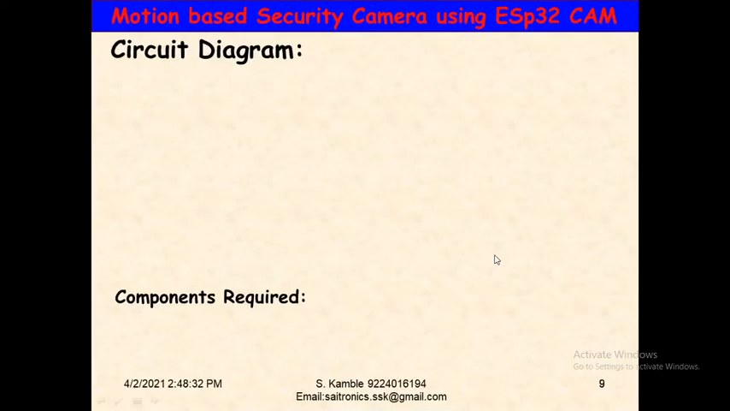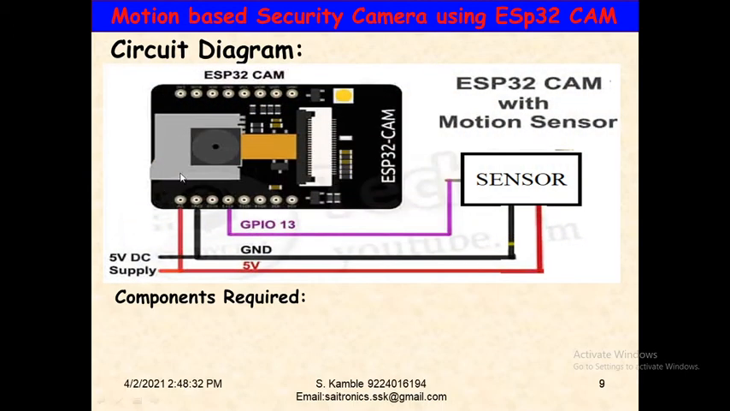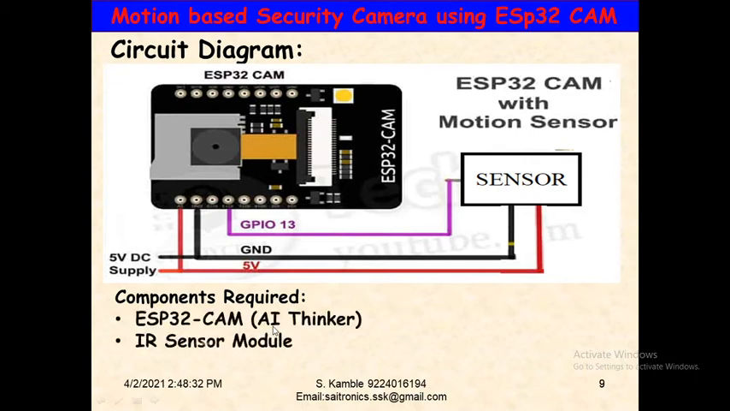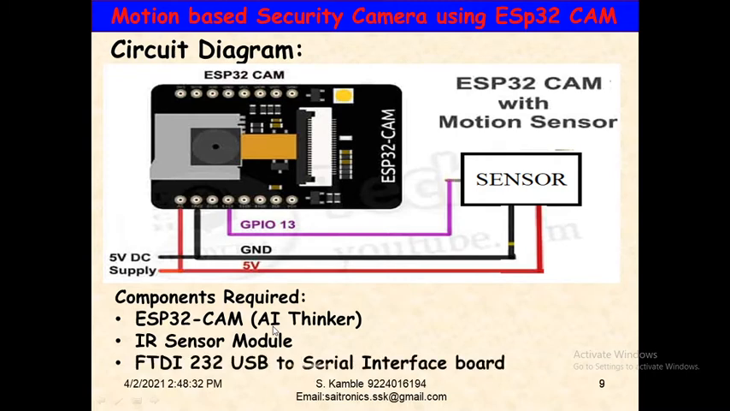Now the circuit diagram for our system, motion based camera using ESP32 CAM. So this is the circuit diagram. We are connecting GPIO 13 as the output of the sensor. You can use a PIR sensor, motion sensor or IR sensor. So the hardware is very little. Components required are ESP32 CAM, an IR sensor, and FTDI. We are taking power supply from FTDI, so the 5 volt power supply is in the FTDI. So these are the only components.